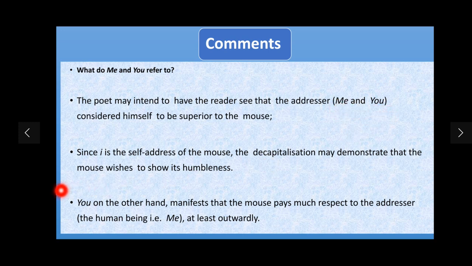So that's why you, on the other hand, manifests that the mouse pays much respect to the addresser. So that's why he's the human being. So me, at least outwardly. So you learn here that some of the words are capitalized and some are not. When there is no need of capitalization, the poet capitalizes. And when there is need of capitalization, the poet does not capitalize. So this all happens for stylistic effects.